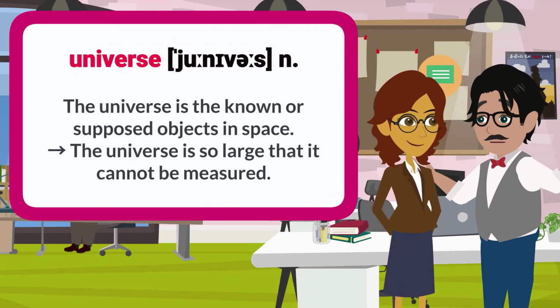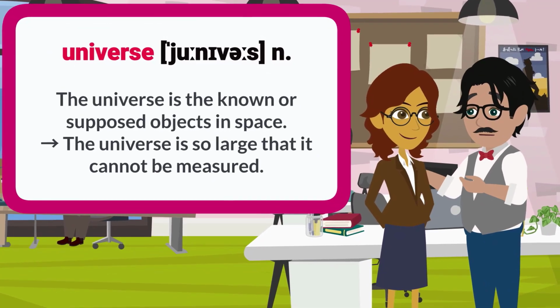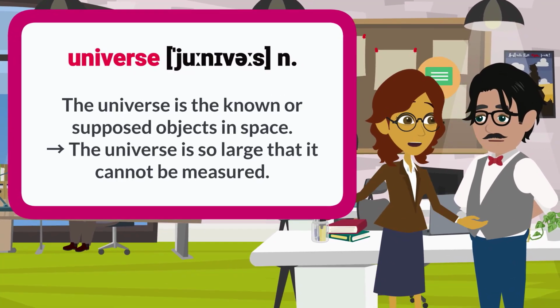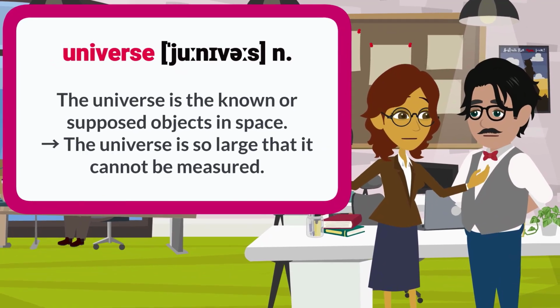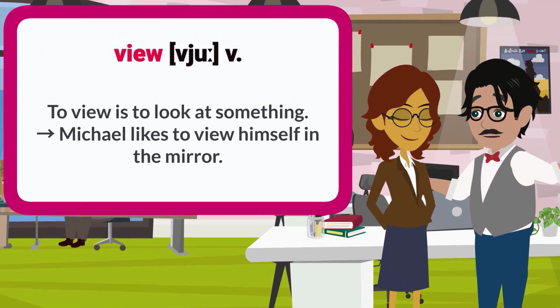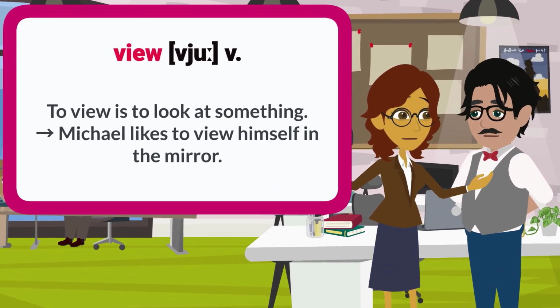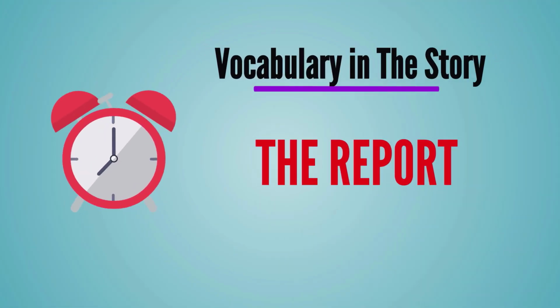Universe. The universe is the known or supposed objects in space. The universe is so large that it cannot be measured. View. To view is to look at something. Michael likes to view himself in the mirror. The report.